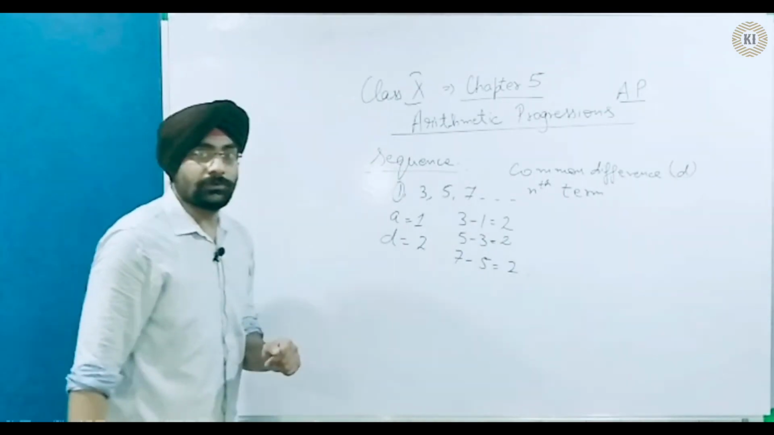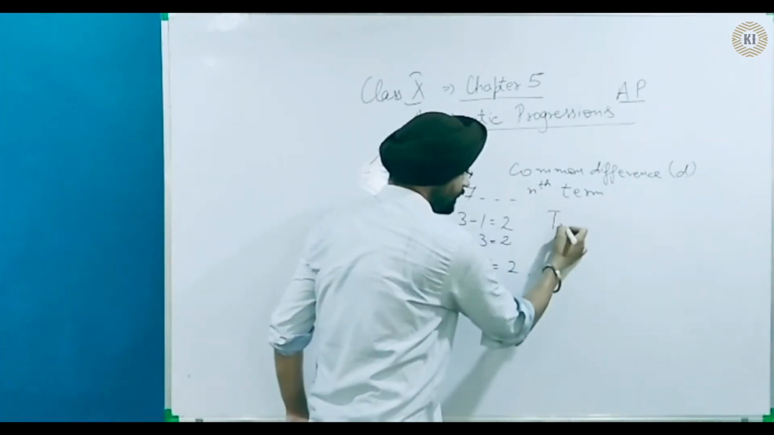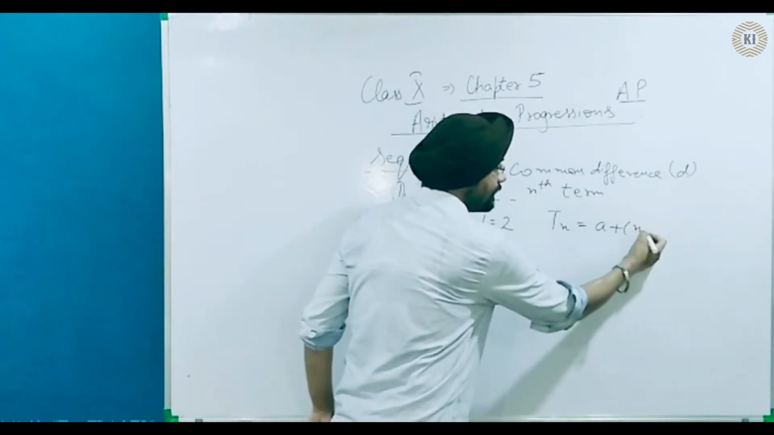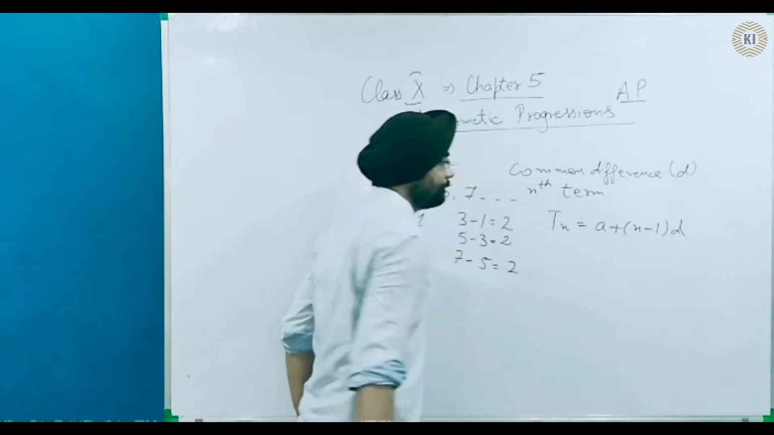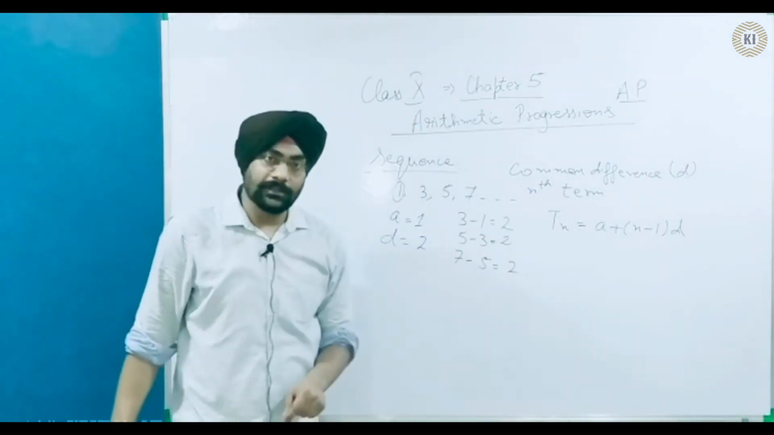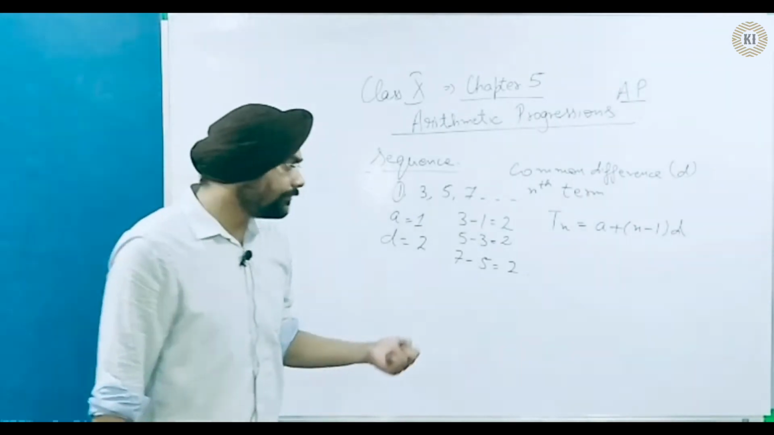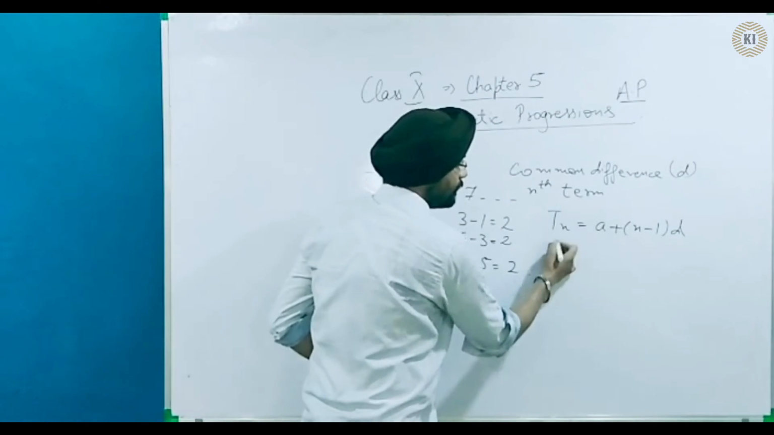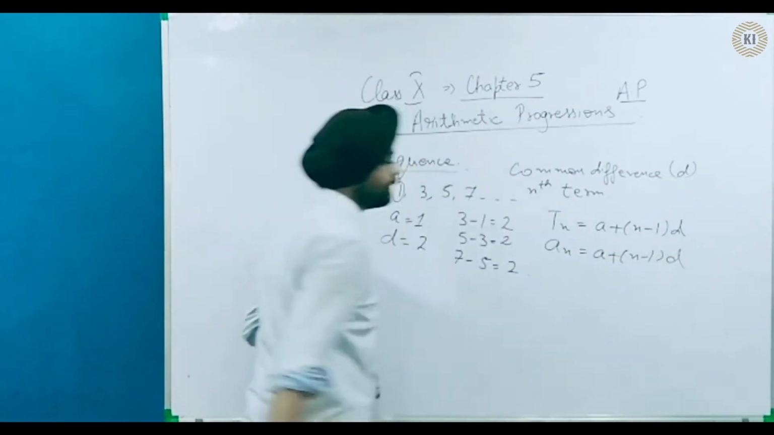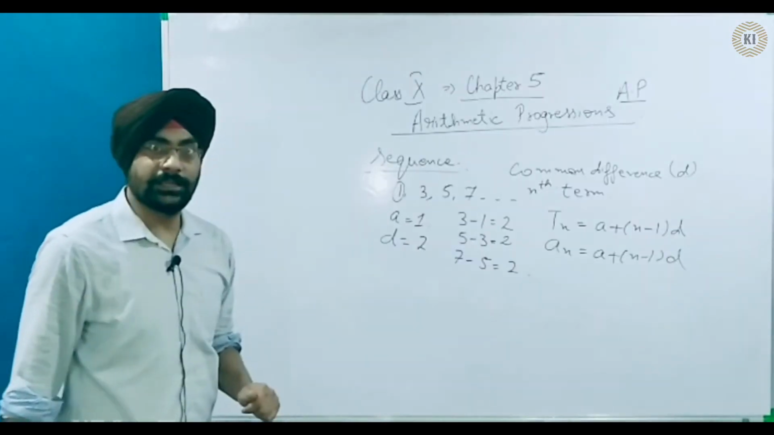And if we have to calculate the nth term of an AP, we denote it by the letter T of n. So the formula is A plus n minus 1 into D. So this will be the nth term of an AP. To calculate the nth term, the formula is Tn equals A plus n minus 1 into D. In some of the books you will find A of n in place of Tn. An will be equal to A plus n minus 1 into D. So this forms your AP.